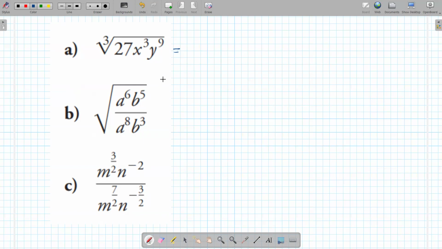That index is going to apply to everything inside the radical. So what's the cube root of 27? 3x times y to the power of 3. Yes, and that's it. One and done.